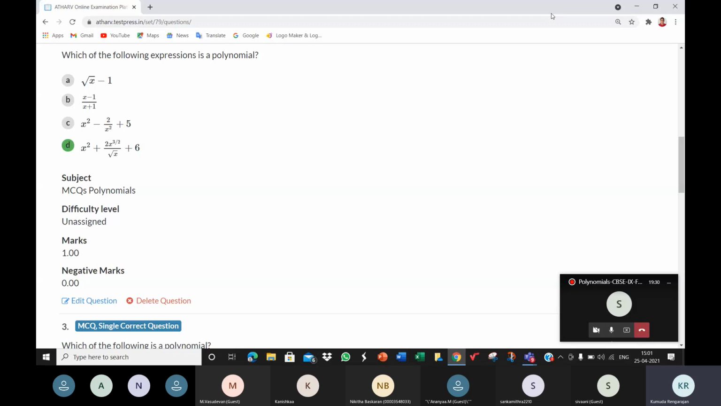In C, in the second term, the denominator x squared, when it comes up to the numerator, is going to look like 2x to the power minus 2. Minus 2 is not a whole number, so not a polynomial. So we just understood the last option is the correct option, because on simplifying, the powers of the variables are whole numbers. That's about the second one.